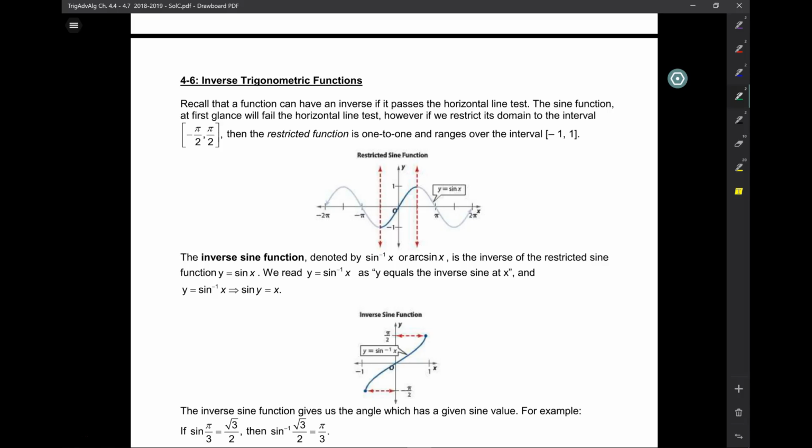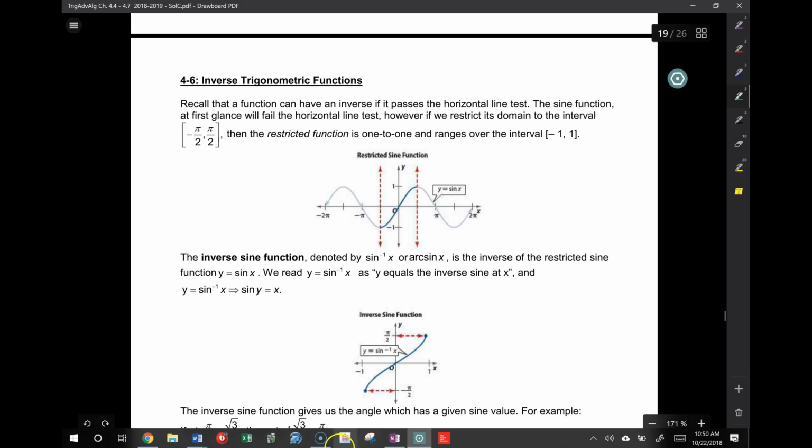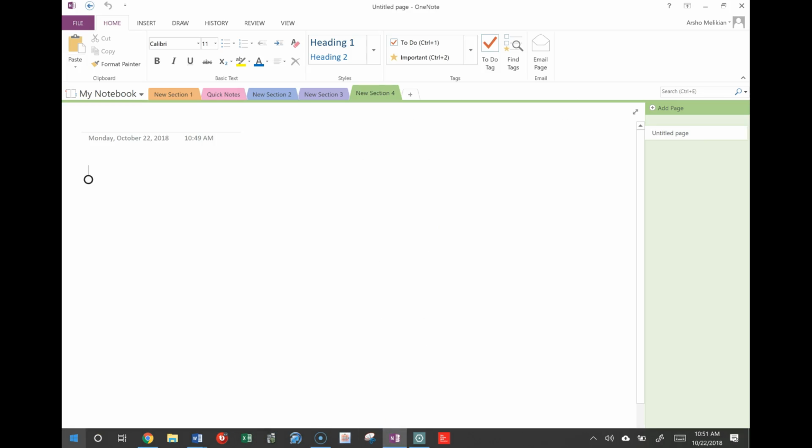So in 4.6, we're going to talk about inverse trig functions. But before we talk about inverse trig functions, I want us to review a little bit of 4.1 to 4.3, the trig, the unit circles. Okay, all right, so let's do a very basic rundown.